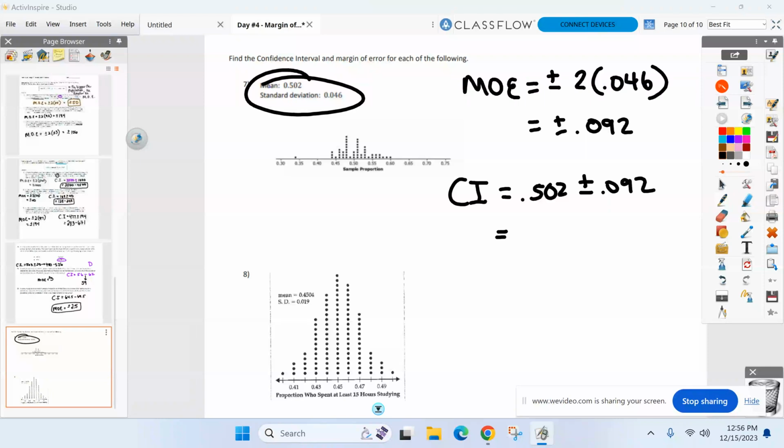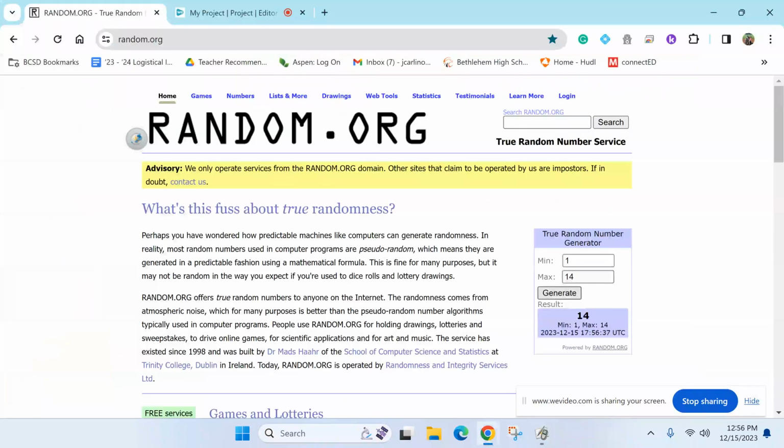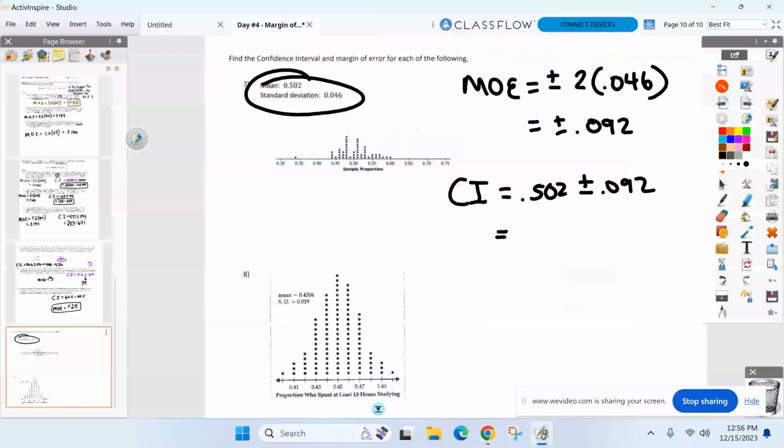How about the confidence interval for this one? When you have it, when you're ready. Isabel, going back to you when you're ready. Add and subtract those bad boys. Good. Between 0.41 and 0.592. Yep.